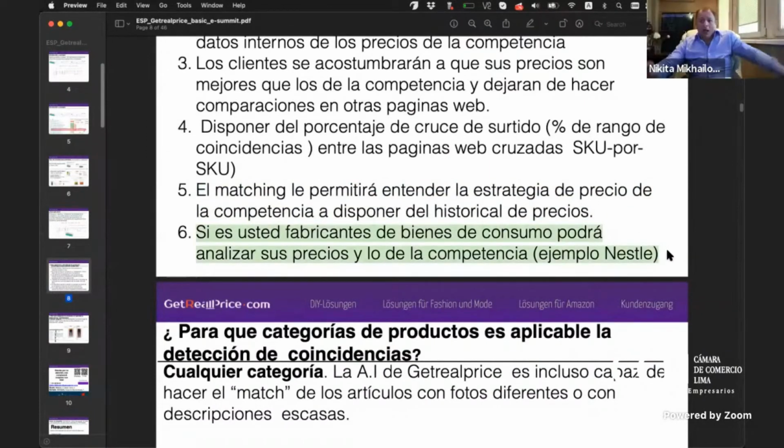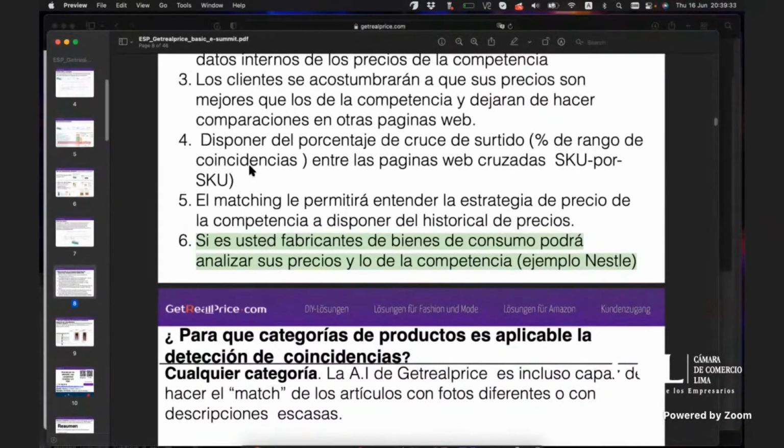And maybe the last point is about the FMCG manufacturers.